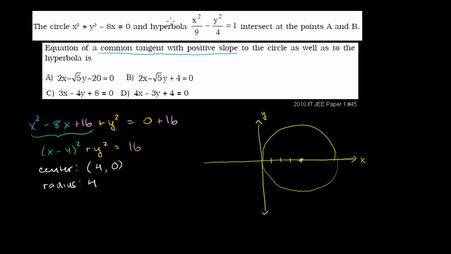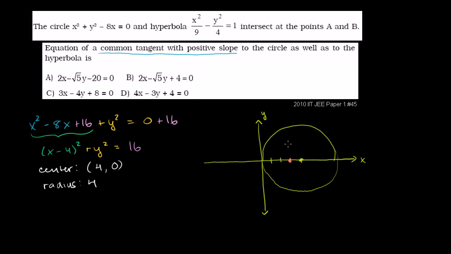Now let's think about the hyperbola. If we just look at it, the x squared term is positive, so it's going to be a hyperbola that opens to the right and the left. We do this a bunch in the conic sections videos if you want a review of that. We can figure out where it intersects the x-axis. When y is equal to 0, we have x squared over 9 must be equal to 1, so x would be plus or minus 3.